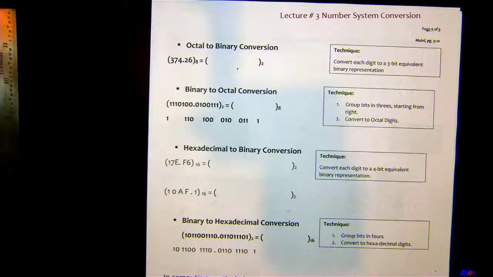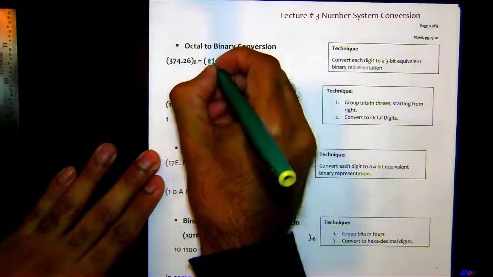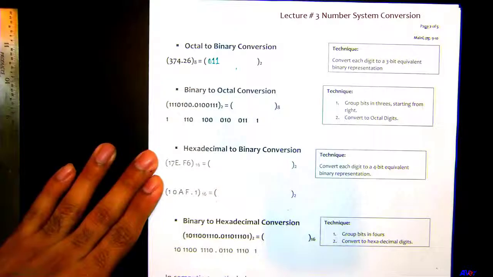Now, this time we again have a decimal number, but it's an octal. We have to convert octal to binary. What's the technique? Convert each digit to a 3-bit equivalent binary representation. So this should be pretty simple. Anybody remembers what's the binary code for 3? 3-bit binary code. Yes. 011. Good.